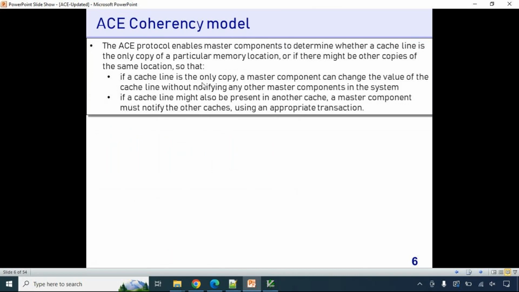If a cache line is the only copy, the master component can change the value of the cache line without notifying any other master components in the system. If a cache line might also be present in another cache, a master component must notify the other caches using an appropriate transaction. So this is where snoop transactions come into the picture. This is what is used by the snoop interconnect to inform the masters that an update has happened, a change has happened, so that they will update their data.